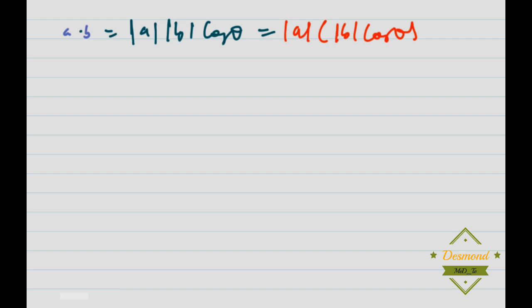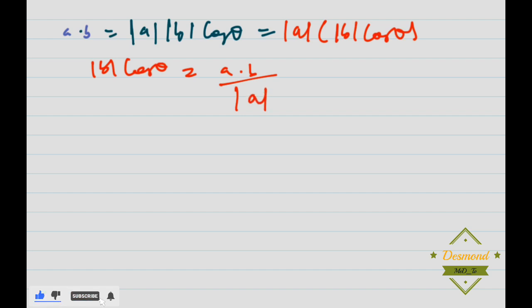Now, since modulus of B cos theta is the scalar projection, it equals the dot product of A and B over the modulus of A, which is equal to A over the modulus of A dot B. Very simple. So the component of B along A can be written by taking the dot product of B with the unit vector in the direction of A.